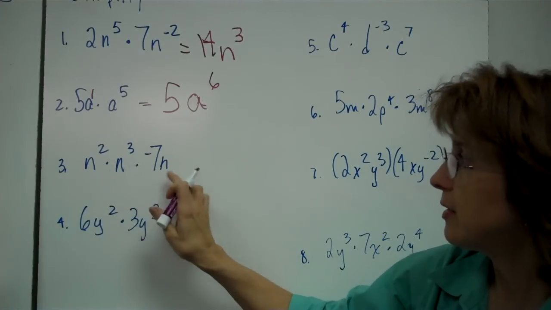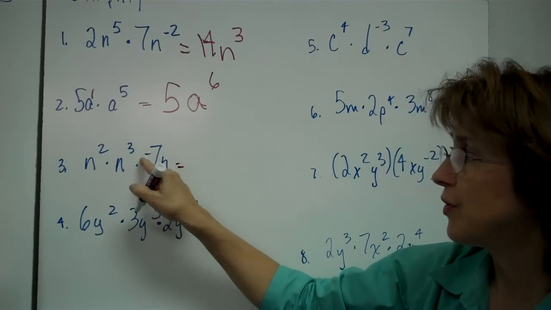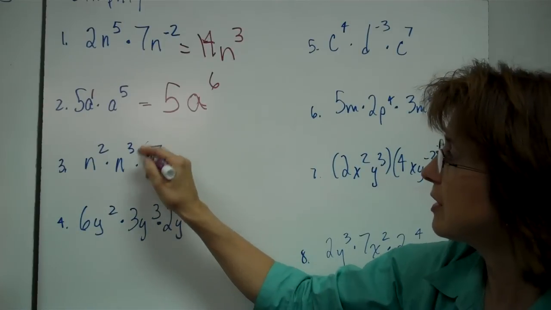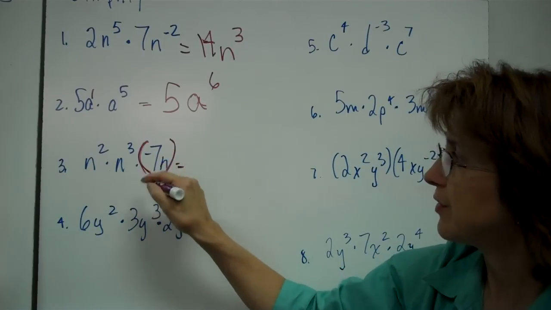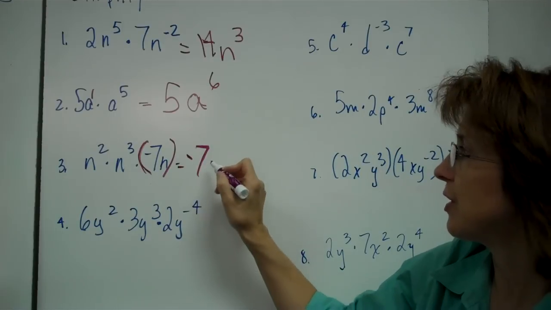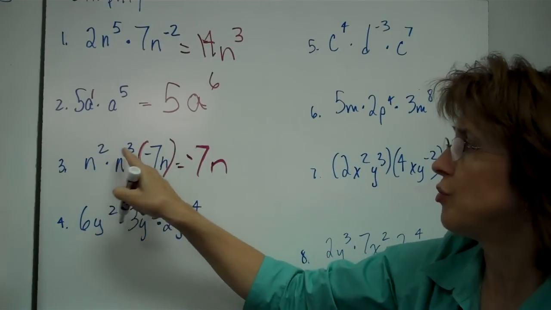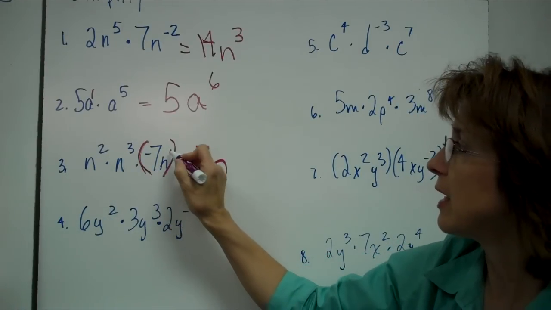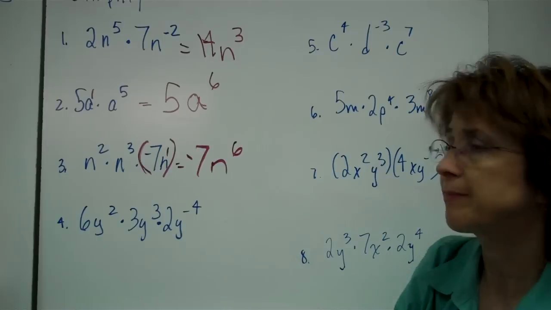Okay, here I'm multiplying, same base. Now I've got one coefficient, that's just negative 7. Sometimes you'll see them put parentheses around that, just to let you know that negative goes with that 7. So I just have negative 7 as my coefficient. I've got my n. I've got 2 plus 3 is 5, plus I have that 1, that'd be 6.